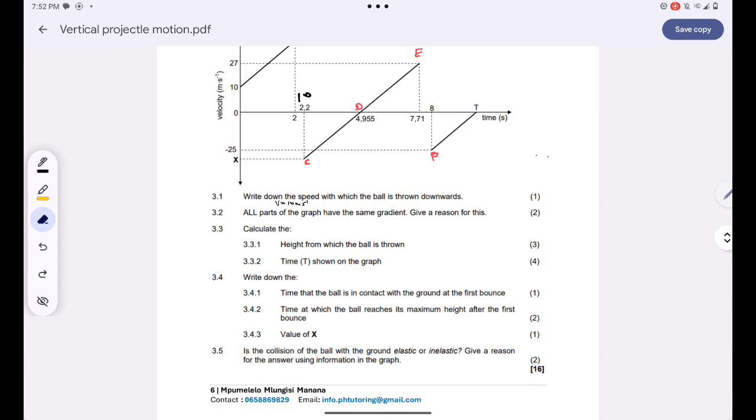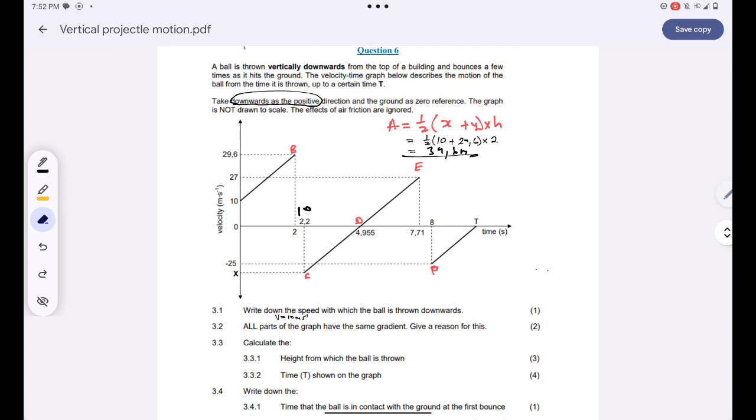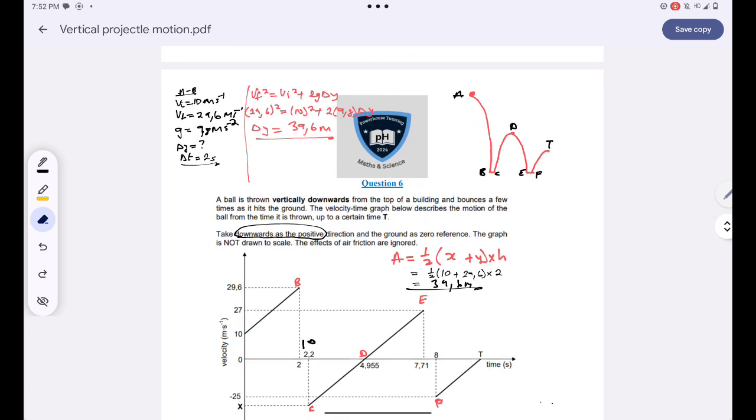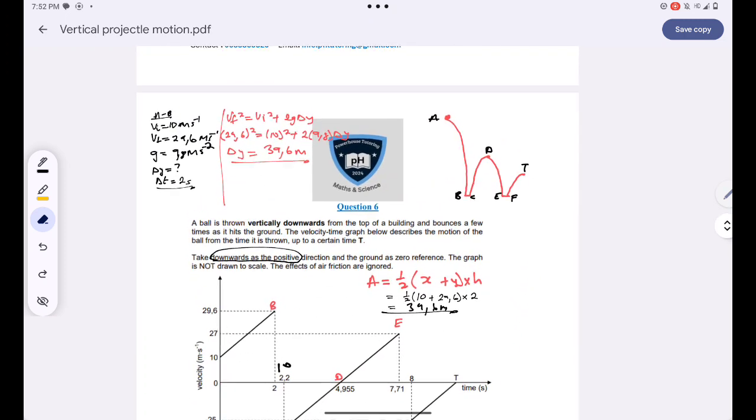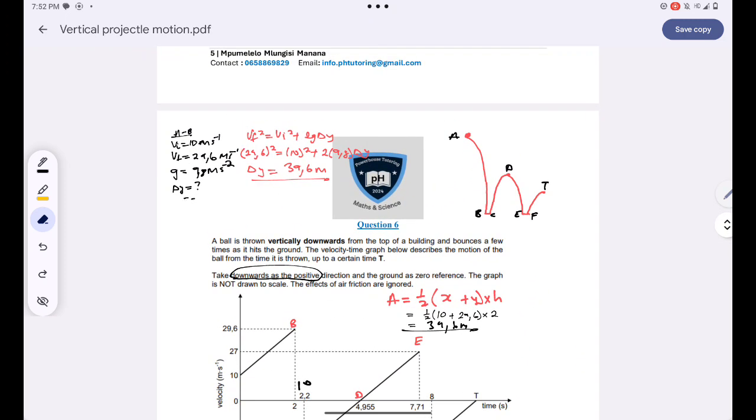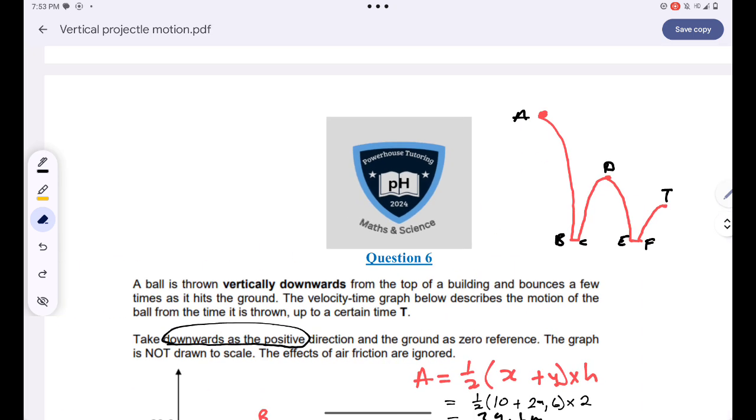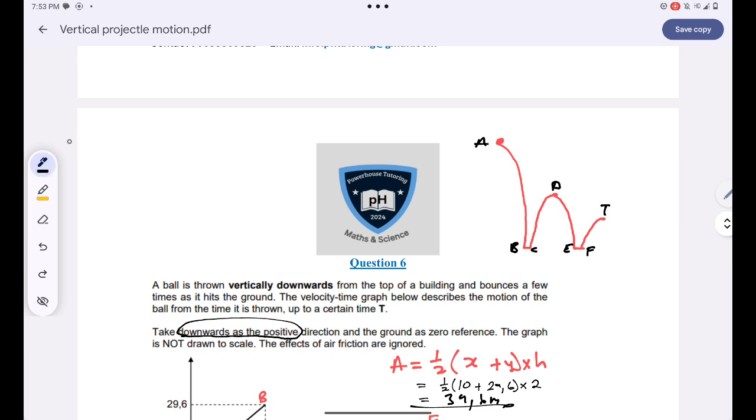Okay, now they want us to calculate time t. They want us to find out the time it took the ball to reach maximum height, ne? Where should I write? Okay. Let's focus on path FT.